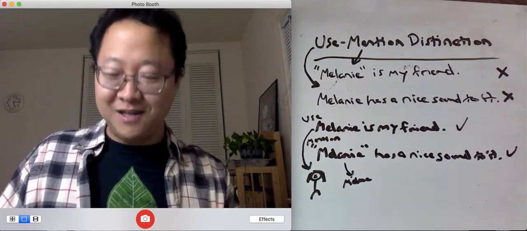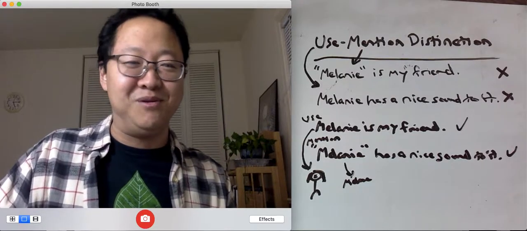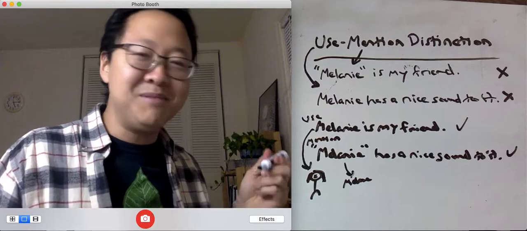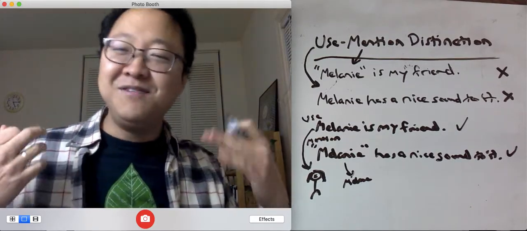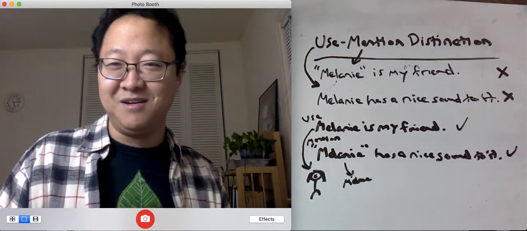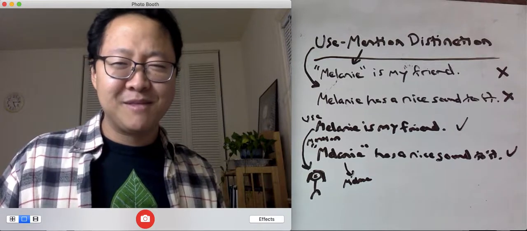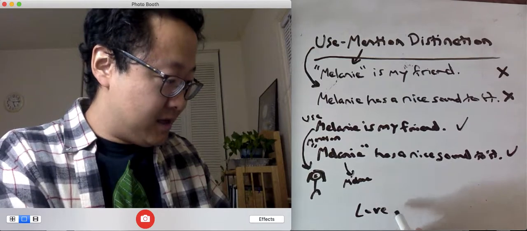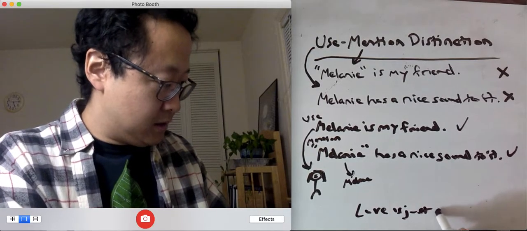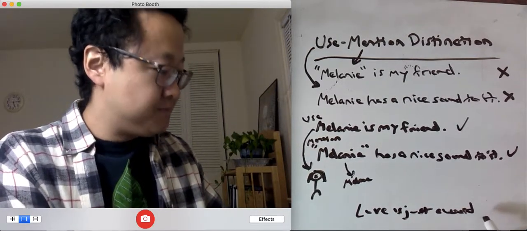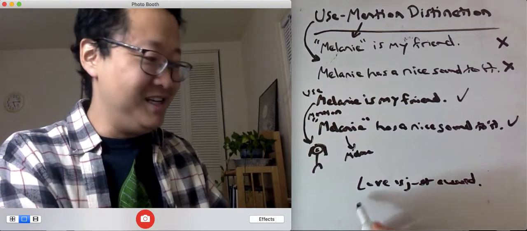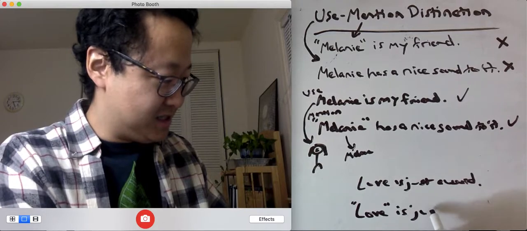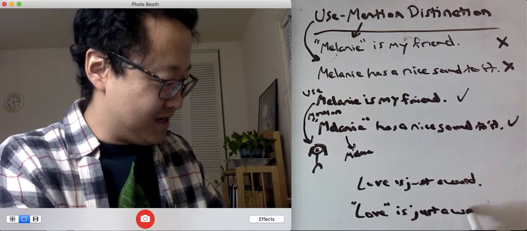But before I move on to that, I just want to give a funny example where the use-mention distinction is blurred. So imagine somebody says this. They say, love is just a word. Let's say they're kind of bitter. Love is just a word. Now, what are they saying? Are they saying this? Love is just a word? Or are they saying this? "Love" is just a word.